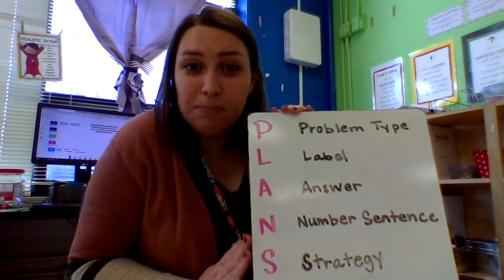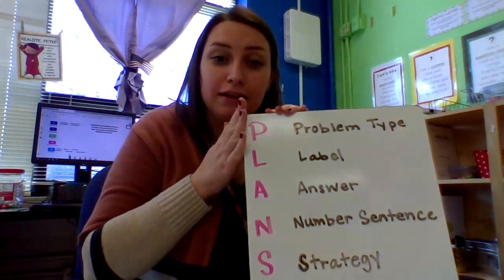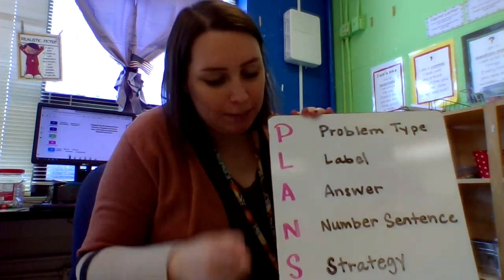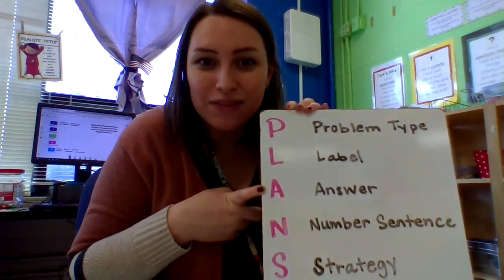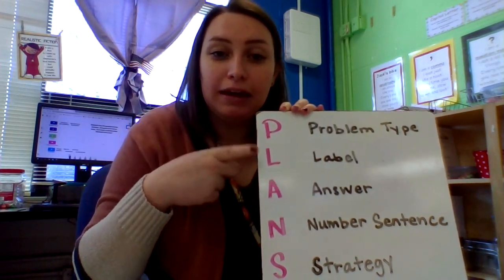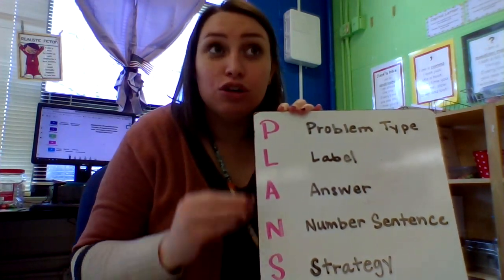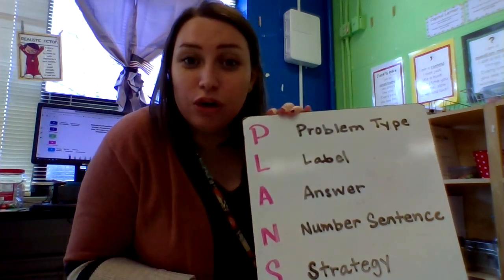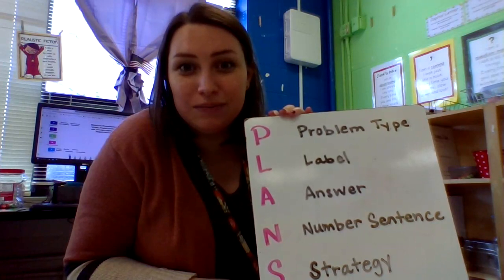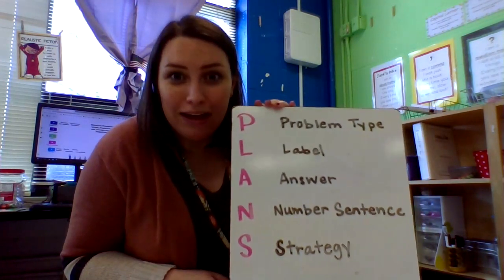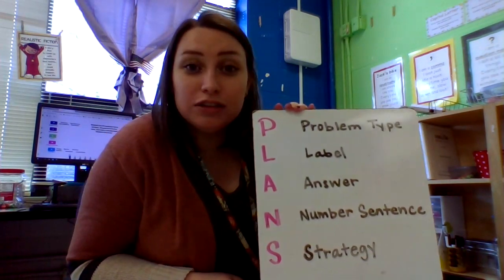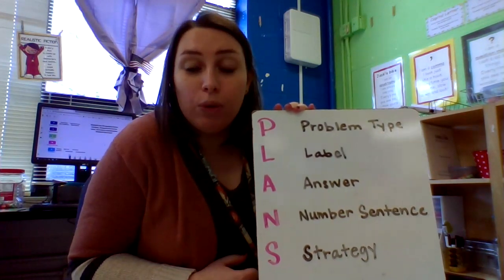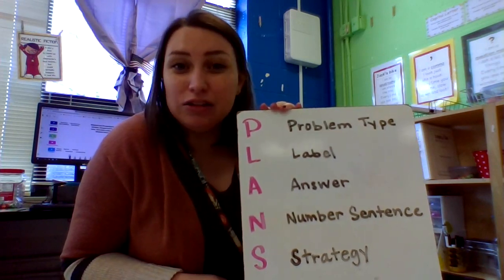Just make sure that you fill out completely P, L, N, and S before we go back and pick up the vowel A, answer. So after you've done P, L, N, and S, you're going to work your problem, and then you'll come up with the answer. Don't forget to come back and write your answer. So that's how we use PLANS. It's important for us to use it when we're solving word problems so that we all know what the problem is asking for and how to solve it the right way.